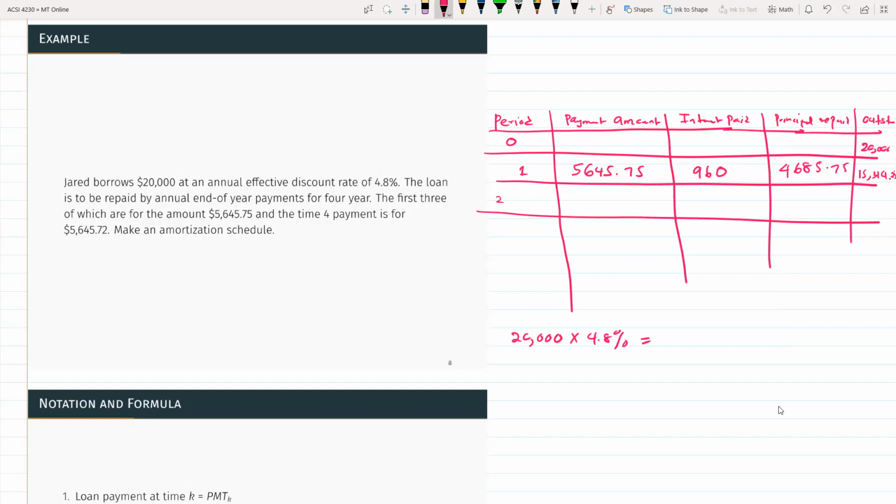Then it comes to the next one. Again, the payment amount is 5,645.75. Let's calculate the interest due.